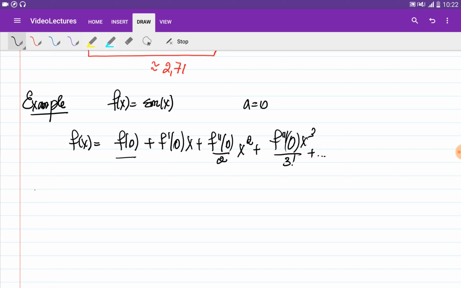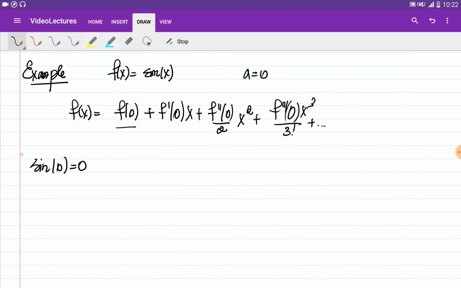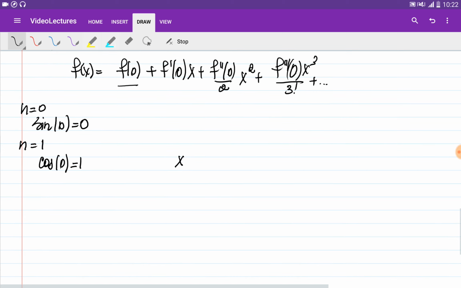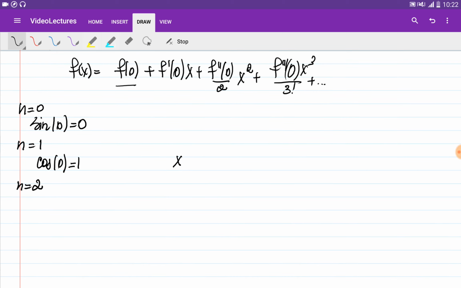So sine of 0 is equal to 0. So the first term, when n is equal to 0, is equal to 0. When n is equal to 1, the second term, it's a derivative of the sine, which is cosine of x, right? And the cosine of 0 is equal to 1, right? So the second term is going to be simply x. So the third term, when n is equal to 2, it's going to be the derivative of the cosine, which is minus sine, right? At the point 0, it's going to be 0. So the third term, when n is equal to 2, also doesn't exist.